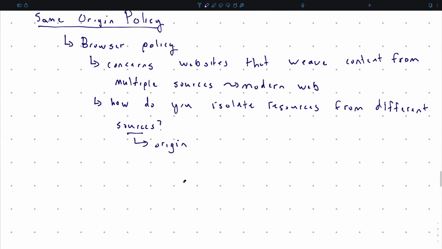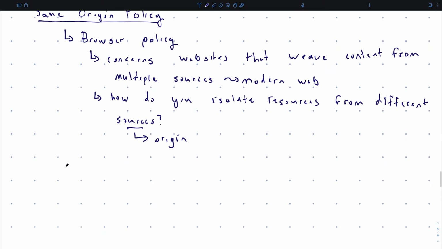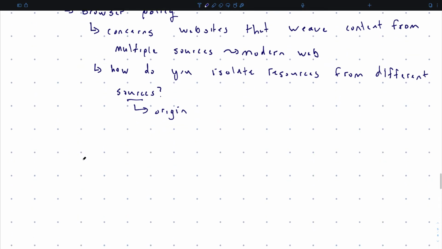So we'll say how do you actually define what an origin is and isn't? And then what does that apply to? And then what are the consequences of it? Okay, so this was a policy. Actually, there's a set of two policies that are closely related to each other. So we'll talk about both of them.